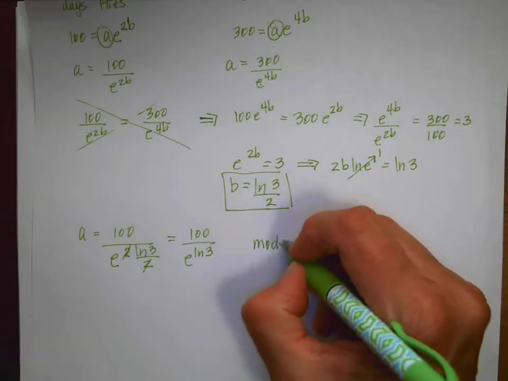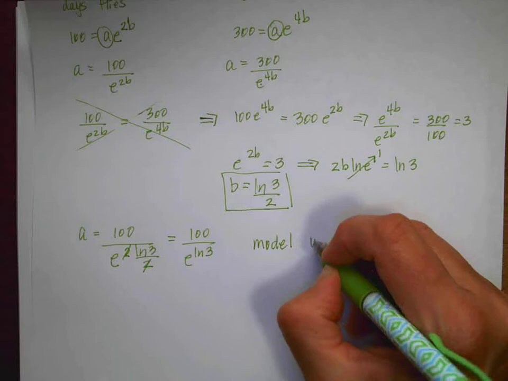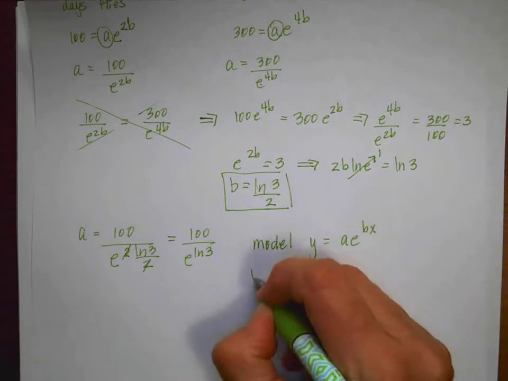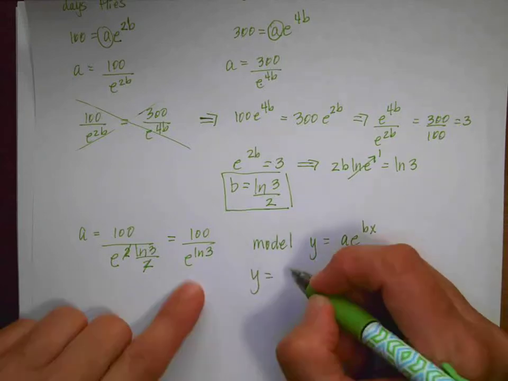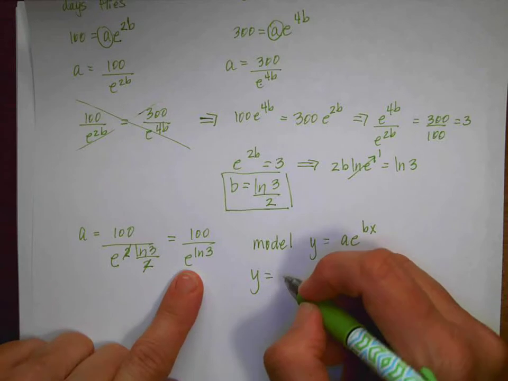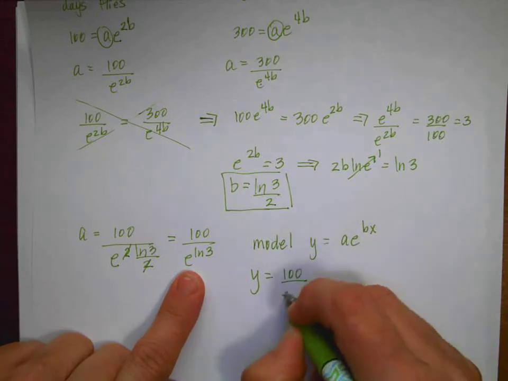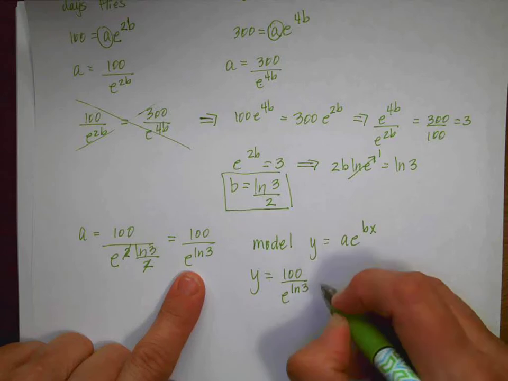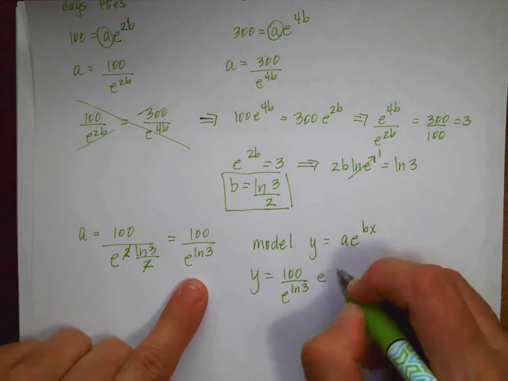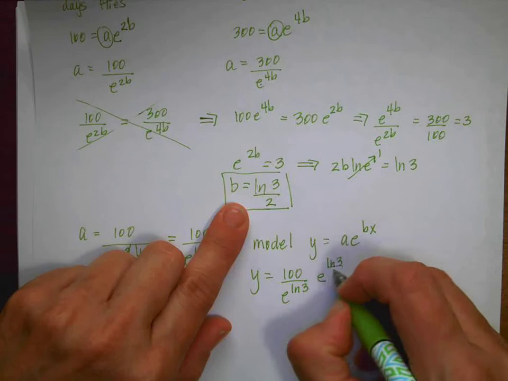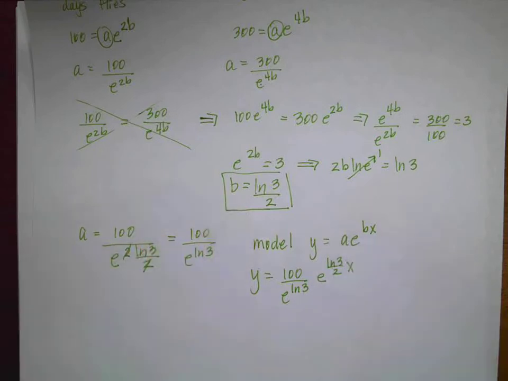So now I'm going to write my model. My model, which was y is equal to ae^(bx), y is going to equal a, and it's okay if you leave it like this. So I'm just going to write 100 over e^(ln 3). Here's my e, raised to the b, which is the natural log of 3 over 2, times x. Okay, so there's my model.